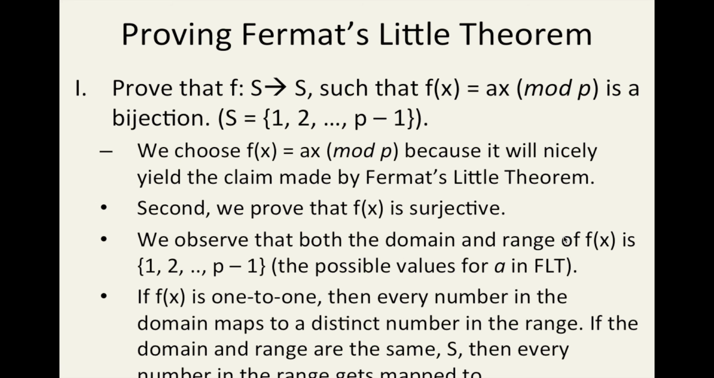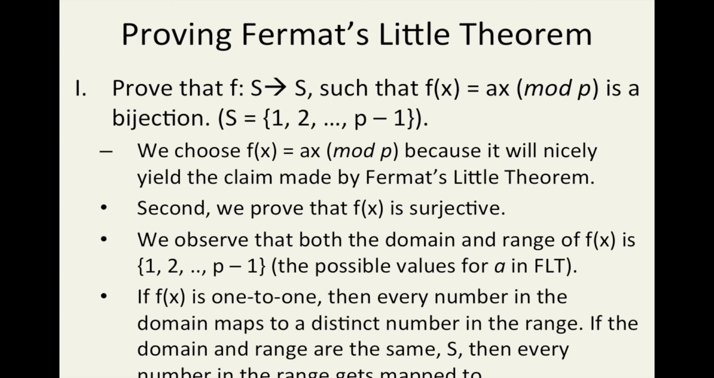Now the way that you want to think about this is that since the range and the domain are both all these numbers from 1 to p minus 1, then if a single number in the domain, such as 1, maps to a distinct number in the range, let's say p minus 1, then if every single number in the domain matches to another distinct number in the range, and the range is the exact same set of numbers 1 to p minus 1, then it means that every single number in the range has to get mapped to.